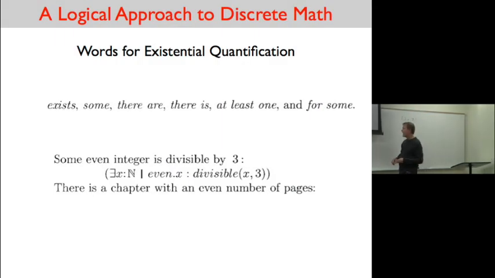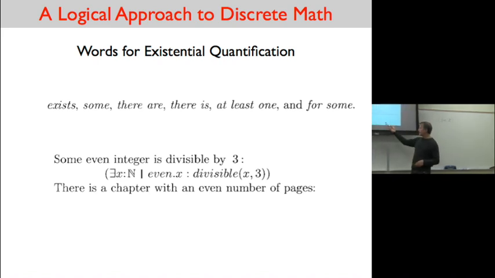Okay. And now how about this? Oh, shoot, I erased those things. There is a chapter with an even number of pages. Now, how did that work with those? There exists a what? There exists a C, and you could either have it be type chap, or you could say C is an element of chap.